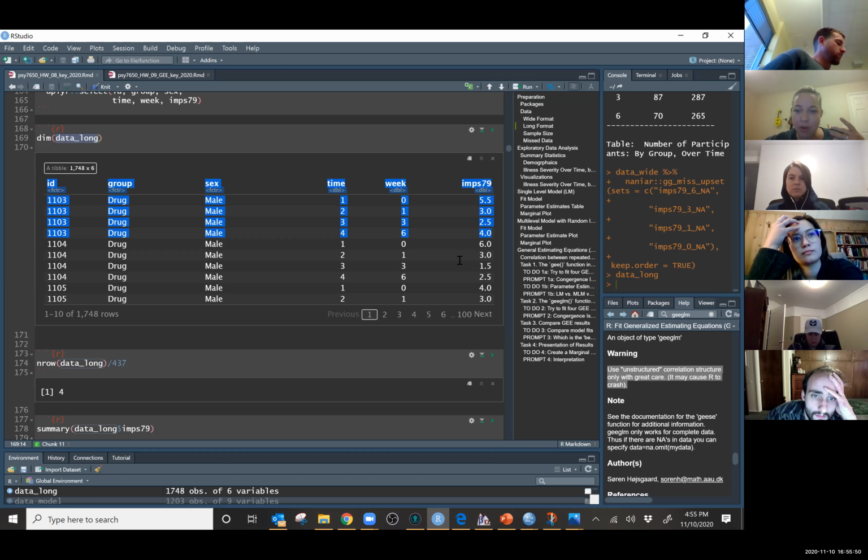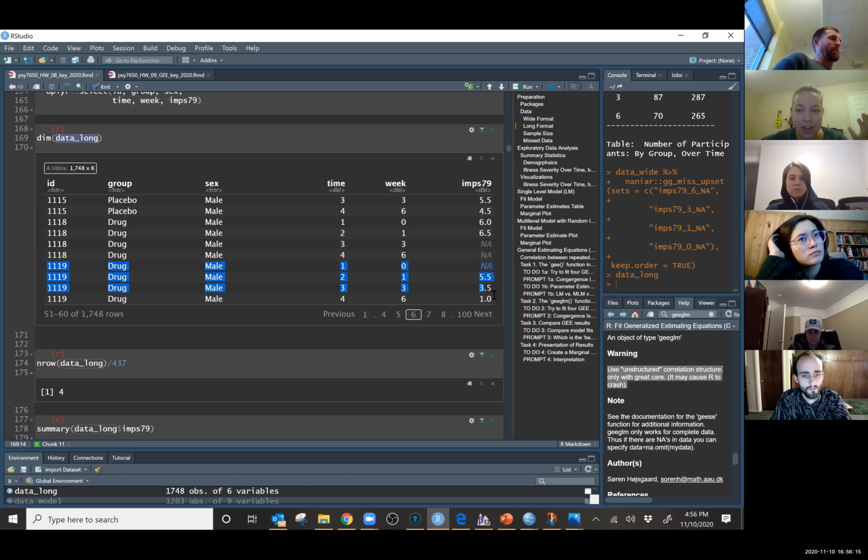But what if we keep going down here? Let's get another one. So here's one, this is a great one. 1118. That person has the first 2, but the second 2 are missing. This is an okay skip pattern. This is what the GEE function assumes. But look at 1119. They're missing the first visit.